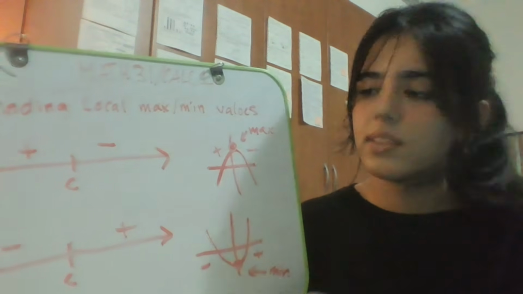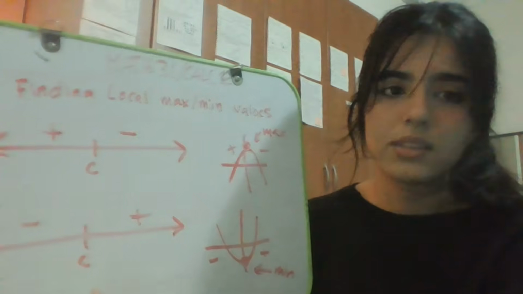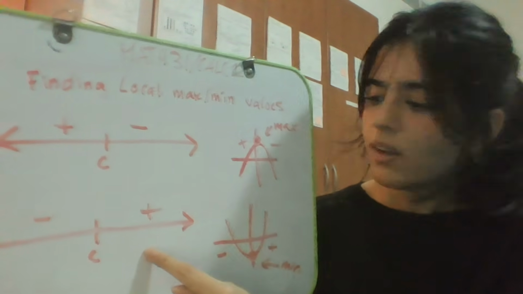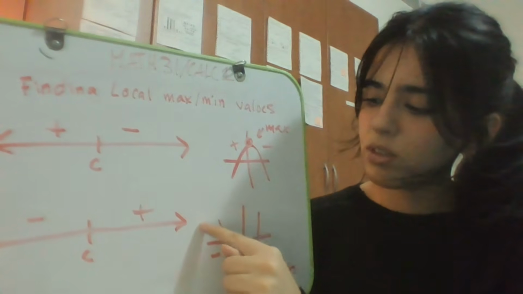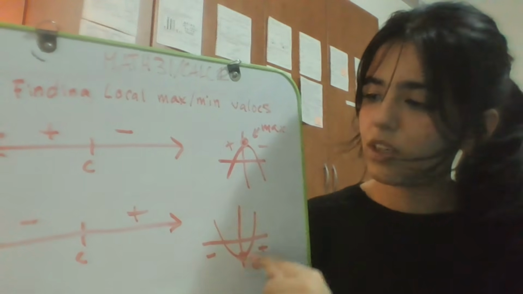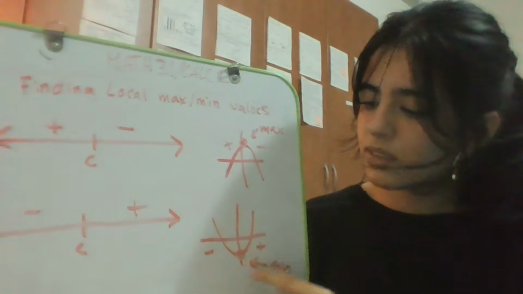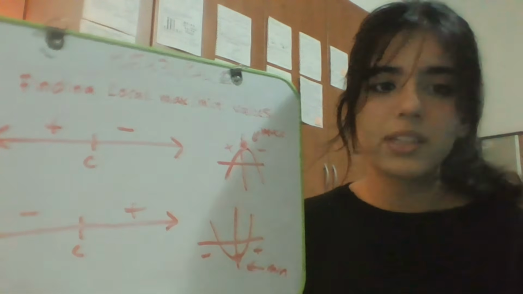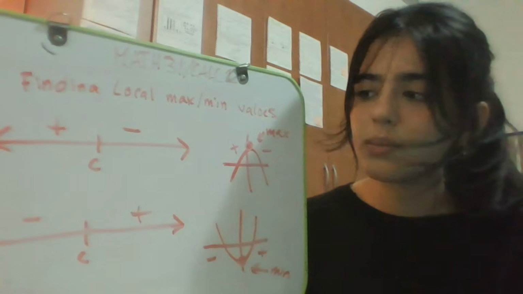And it's the same thing for when the signs are flipped. So if the left side has a negative and the right side has a positive, that means on the left side, the slope will be negative and then it'll suddenly go up to positive. That makes this a local minimum. So those are the 2 ways of finding if it's a local minimum or maximum.